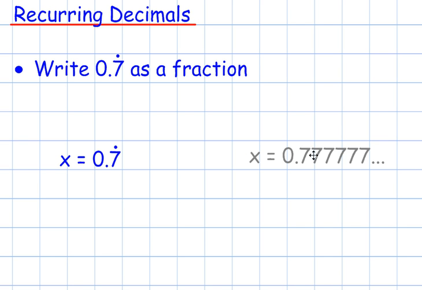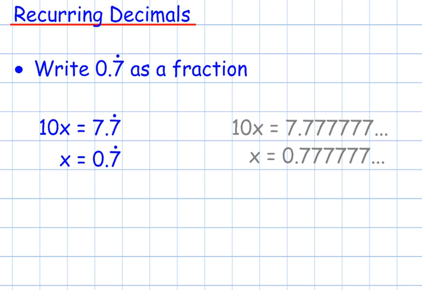And I'm going to write out here what the decimal is actually doing. My aim is to cancel out the recurring decimal part. So I'm going to multiply this by 10 to make it 7.7 recurring. Now, if I take away 0.7 recurring from 7.7 recurring, it will all cancel out, leaving me with just 7. If I've taken the x away from the 10x, that will give me 9x. So 9x will be equal to 7. And if I rearrange this, x will be equal to 7 over 9.